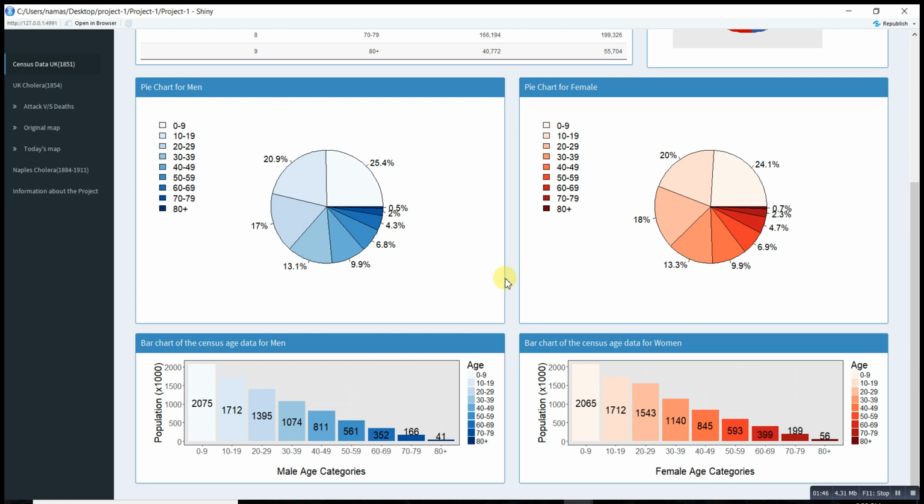Also the population in the bar chart is shown in thousands, and not 2075, but it is actually 2,075,000 population, just so that people can relate to the data more clearly. That is why this change of the axis is made. Okay, now let me go to the next visualization that I've created.